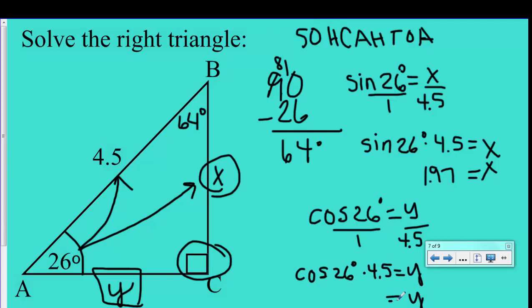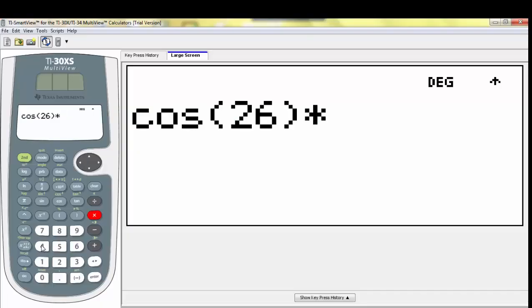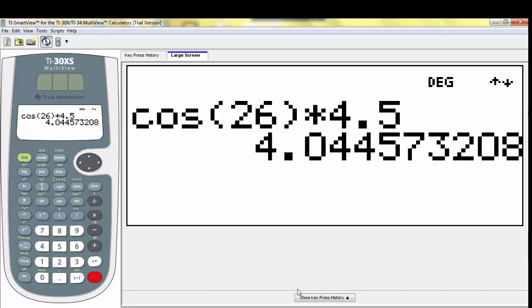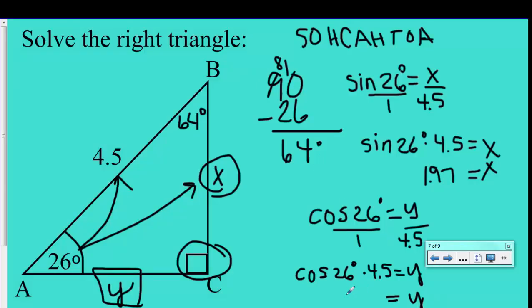Solve for y. Go to the calculator, 4.5, and enter, and we get 4.04. So y is 4.04. And we've solved the triangle. We found all the sides and all three angles.